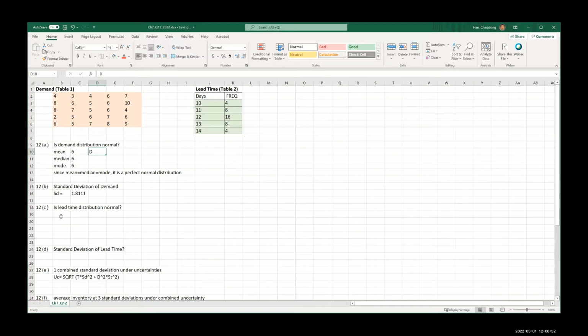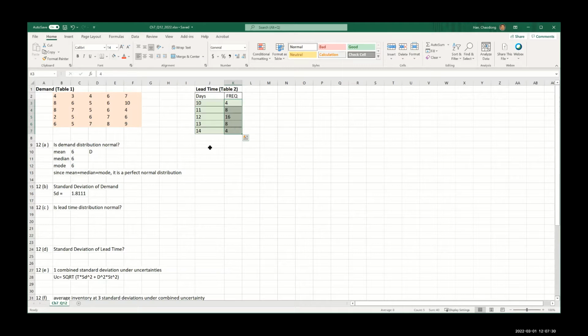Now, is the lead time distribution normal? We look at the lead time table. So here is a 40-day period of lead time distribution. It looks like 16 occurring for a 12-day delivery. It occurred 16 times. For 11 and 13-day delivery, it occurred 8 times each. And for 10-day and 14-day delivery, it occurred 4 times each.